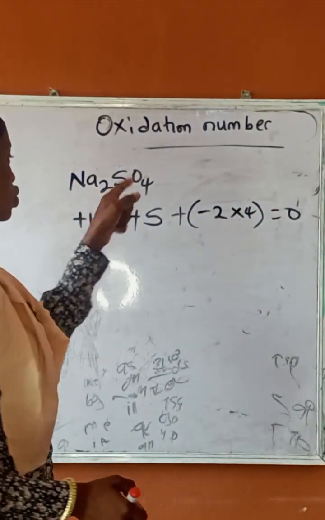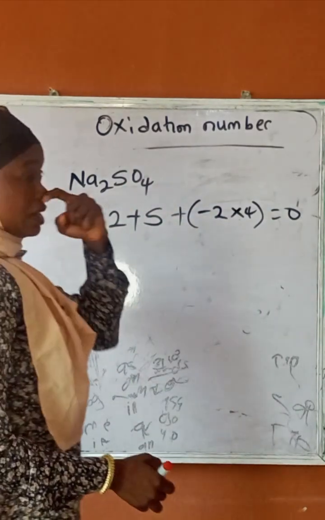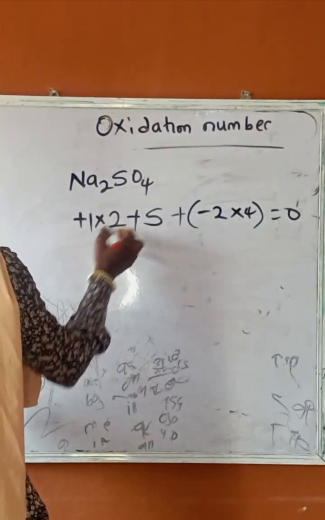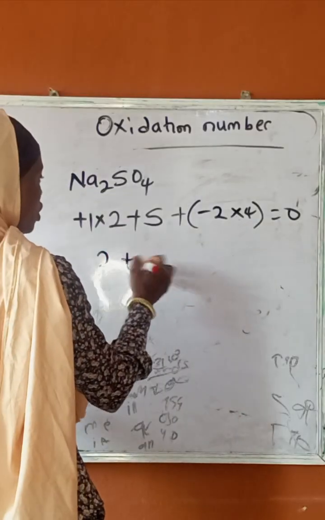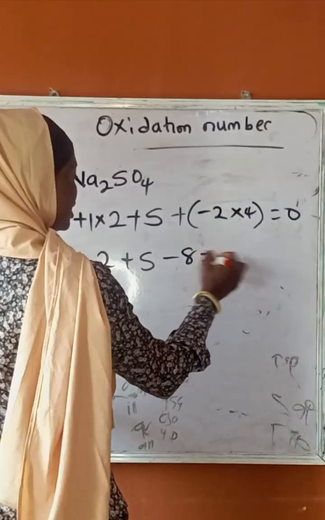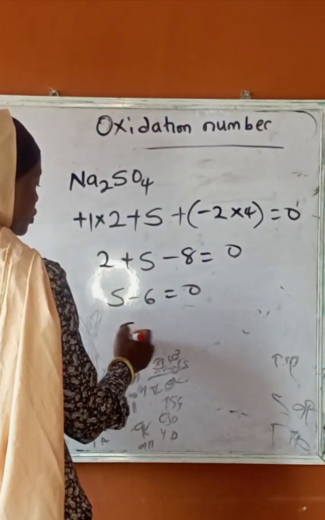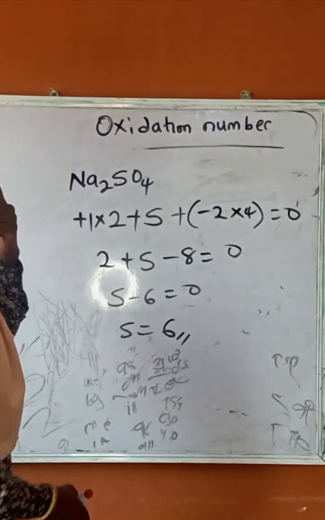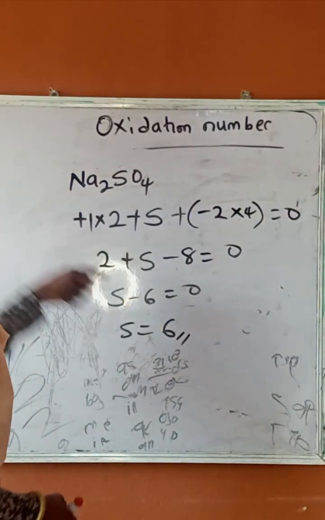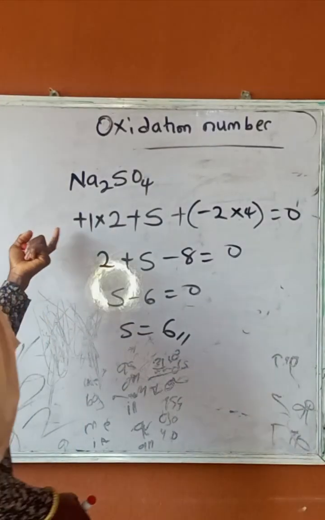Remember the first rule, that the sum of the oxidation numbers of all elements in a compound should be equal to 0. So +1 times 2 is +2, plus X, plus -2 multiplied by 4 is -8, everything equal to 0. So 2 minus 8 is -6. So X will be +6. So with the help of this oxidation number, I can easily name this compound.